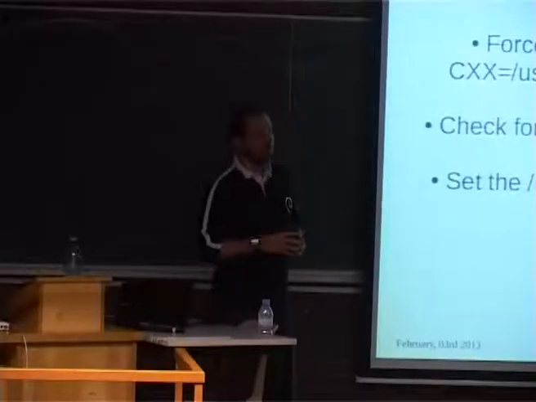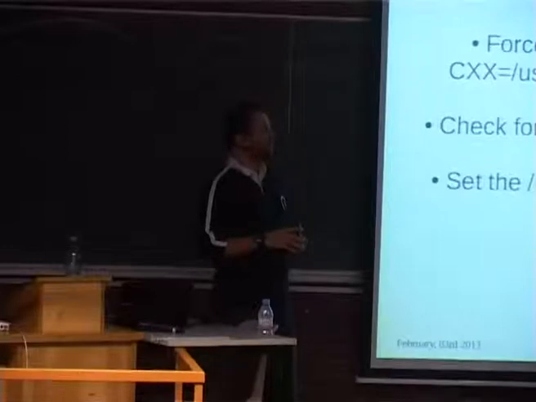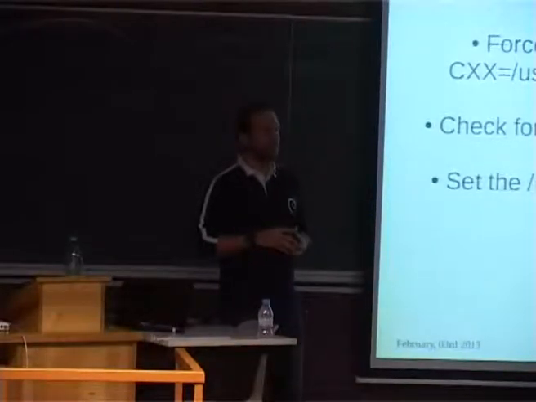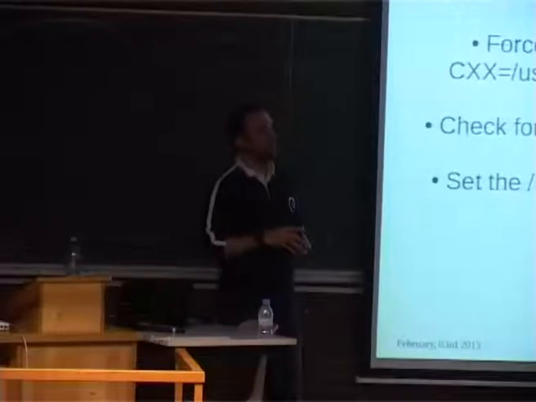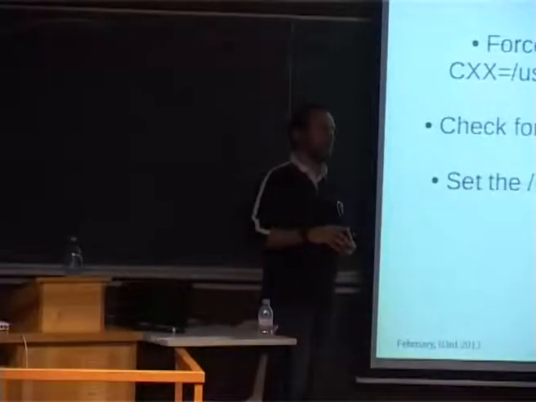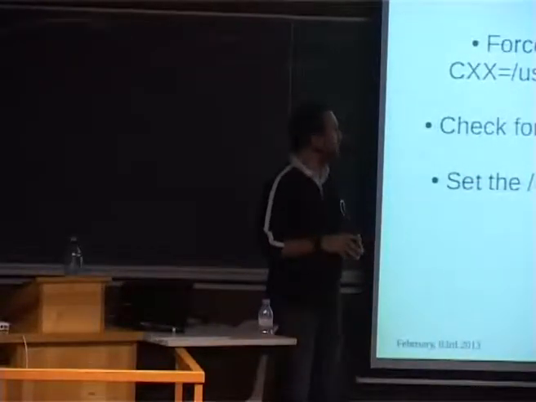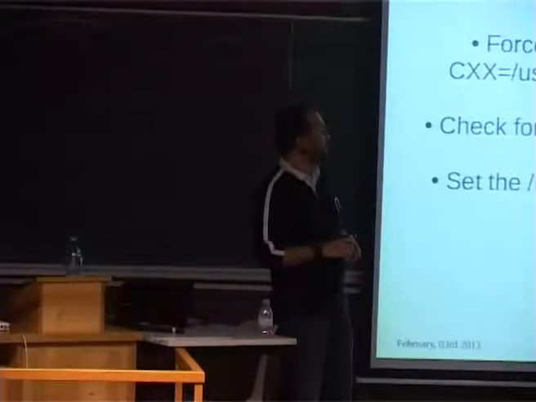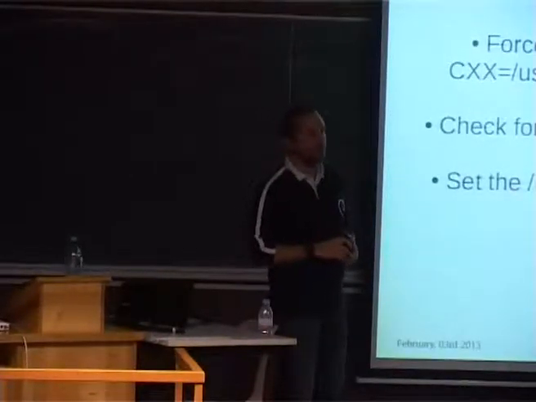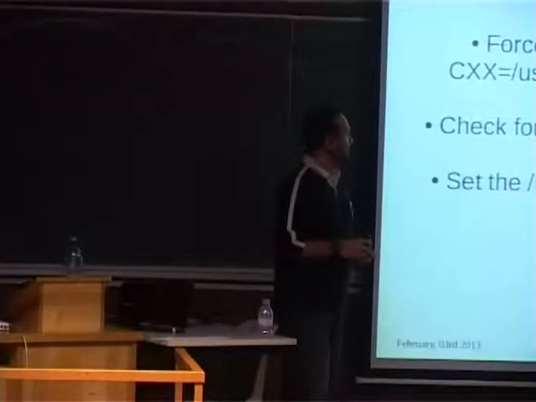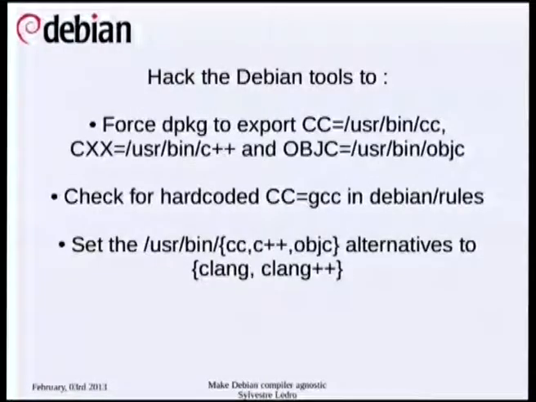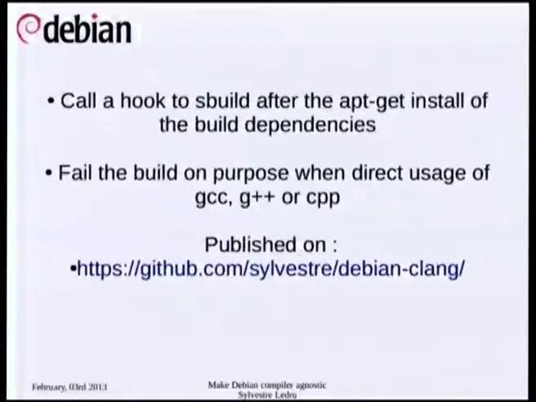We are also doing some checks. In debian/rules, for those who don't know what it is, you basically define how the package is going to be built, giving the arguments, how to launch the compilation and so on. So we are checking that there is no hard-coded declaration to override the compiler. And finally, we are setting the /usr/bin aliases to the compiler itself. Here we are setting them to Clang, but we could set them to GCC and G++ if we want.